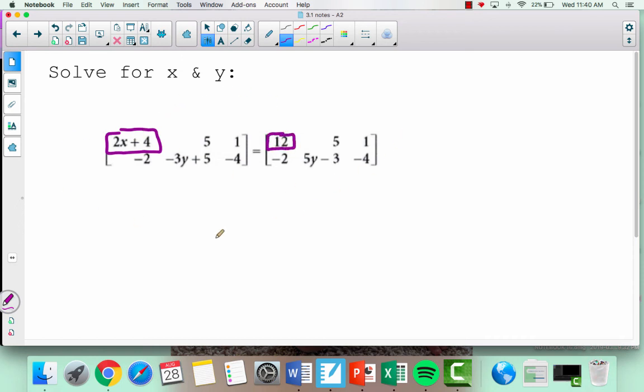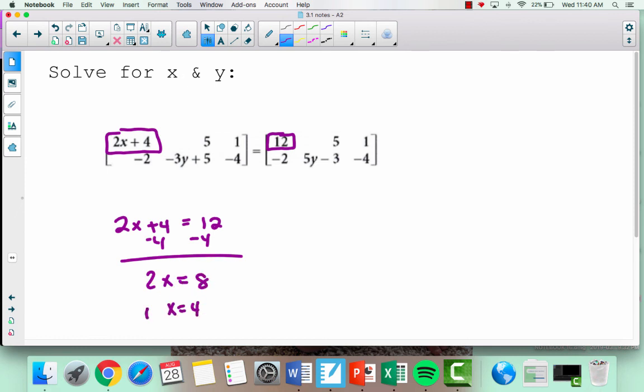So to solve for x, I could just write a little equation. 2x plus 4 has to equal 12. And now it's just an equation of a line. You solve for x, subtracting 4 to the other side, we get 2x is equal to 8. And then, excuse me, divide by 2, you get x is equal to 4. So there's our first solution. And then do the same thing for the y value.